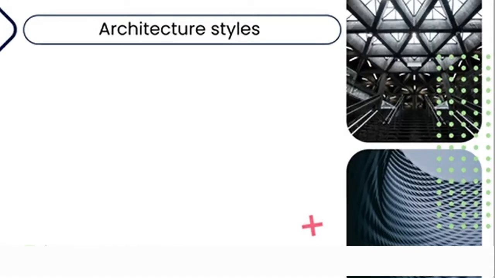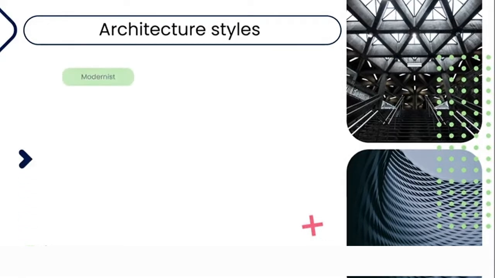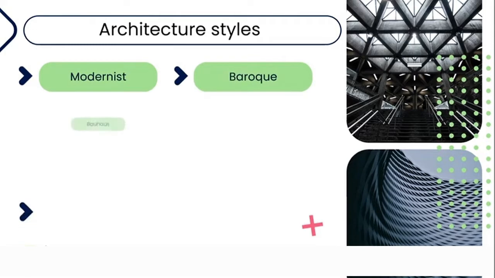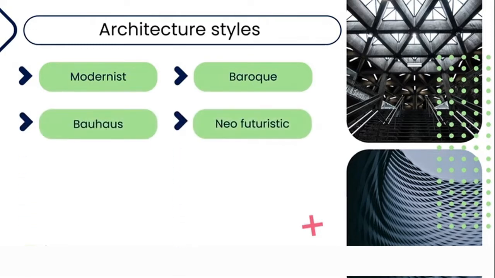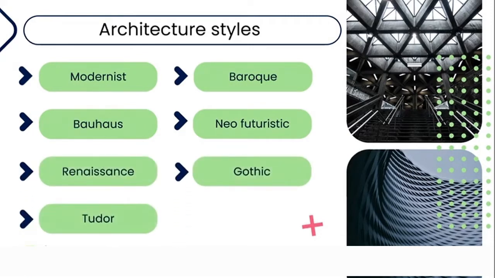A great place to start is the characteristics of prominent architecture styles. We as designers need to be able to assess and analyze these styles and identify them in our everyday lives. There are many styles, but these are your more prominent ones. Firstly, we have the modernist architecture style. Then we look at Baroque and the Bauhaus architectural style. We have neo-futuristic, Renaissance, Gothic, and last but not least, your Tudor architectural style. We're going to break them up.